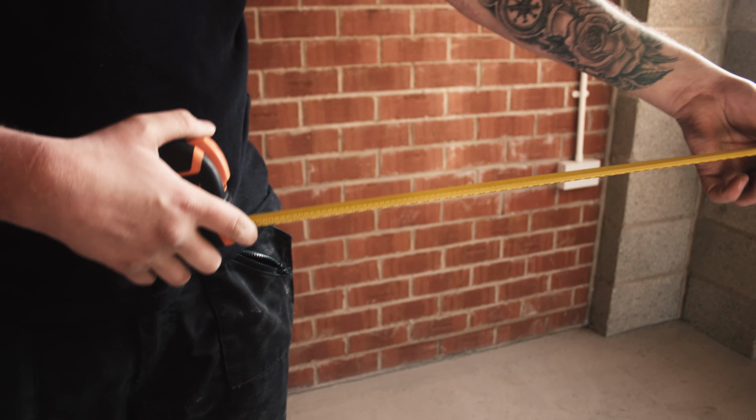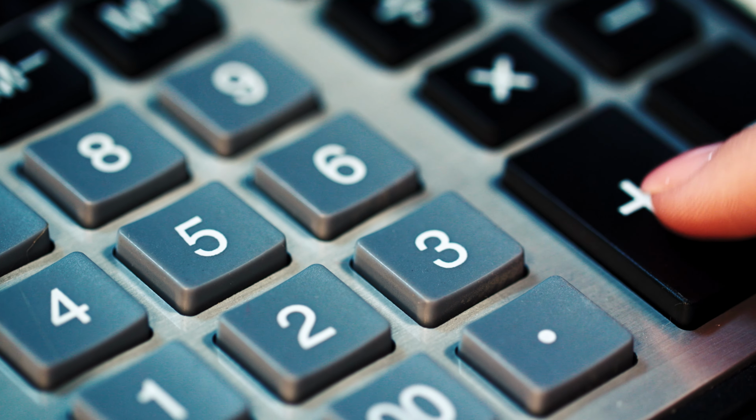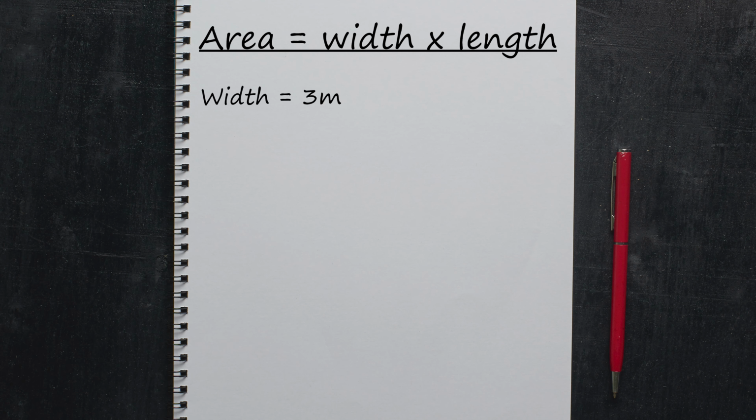The tools you will need to measure are a tape measure, a calculator, a notepad, and a pen to note down your measurements. To begin, start by measuring the width and note this down. Then, go ahead and measure the length, also noting down this measurement.